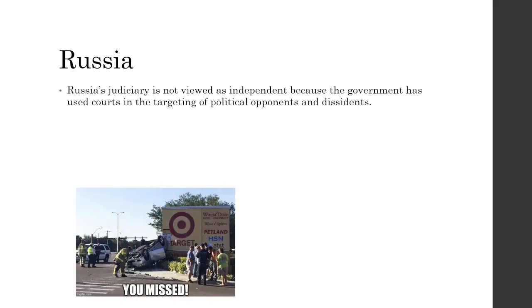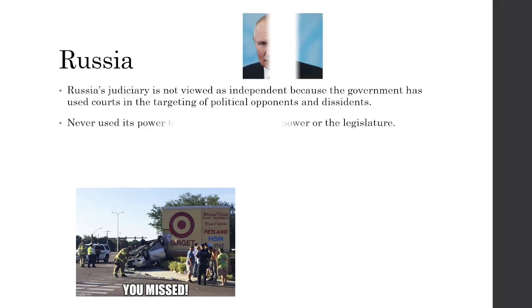And finally, Russia, they have a judiciary that's not independent because the government has used the courts in the targeting of political opponents and dissidents, particularly during election time. Now, they've never used its power to check the president's power or the legislature. They've never used judicial review. It does exist, but they don't use it.